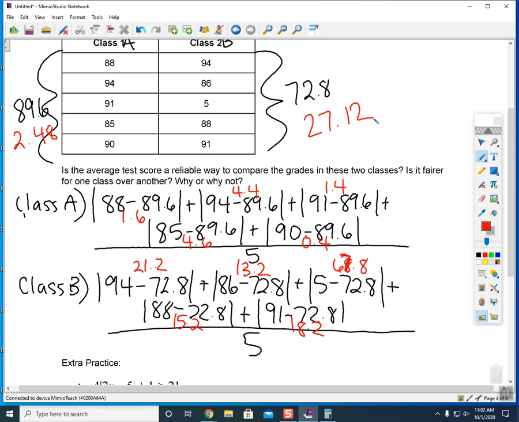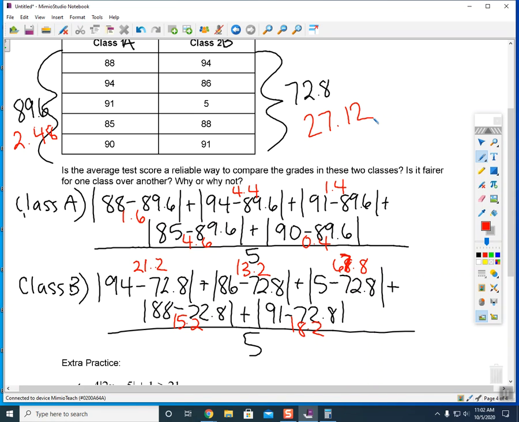So Class A, or Class 1, has a mean absolute deviation of 2.48, so essentially 2.5. That tells me that every test score that I have in my list is on average 2.5 points away from the average, which means that those are pretty close together, right? So that tells me, yeah, the average is a pretty good indicator of how the class as a whole did. For Class B, my mean absolute deviation was over 27 points away. So that tells me that on average, every test score is 27 points away from my average.